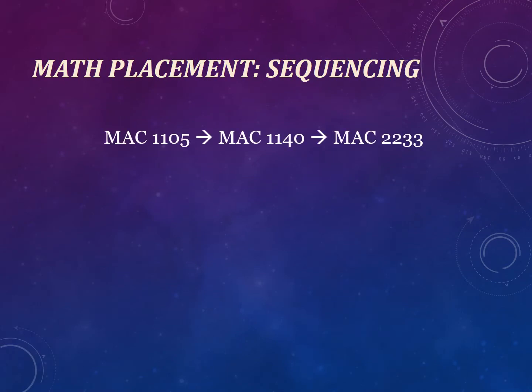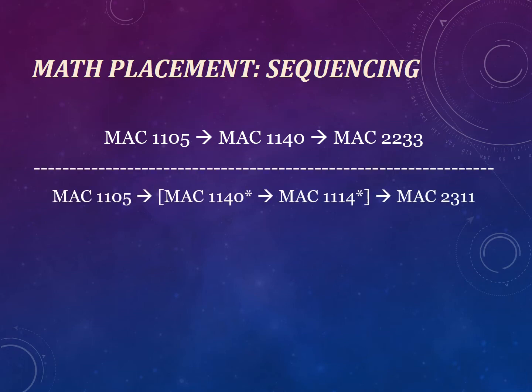So let's review sequencing real quick. When we're talking about the MAC 2233 sequence, if a student's starting at the very beginning and moving forward towards that Survey of Calculus class, they're going to take MAC 1105, and then they're going to take MAC 1140, and then they're going to take MAC 2233. This is different, of course, from the sequencing that a student can complete for MAC 2311. So for that, a student might still start at MAC 1105 and then move into MAC 1140 and then 1114 and then 2311, or they could always do MAC 1147 into 2311.